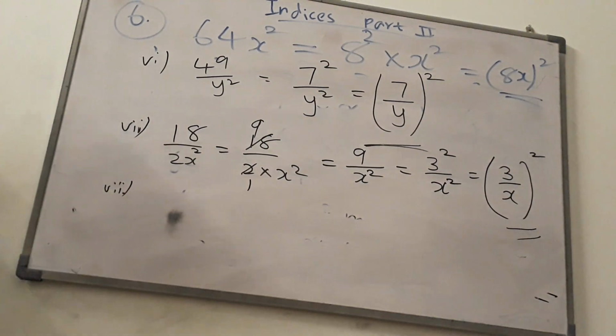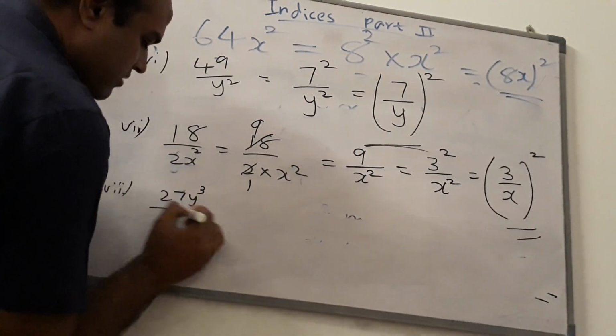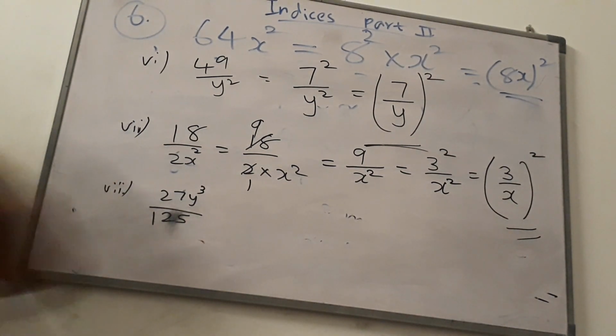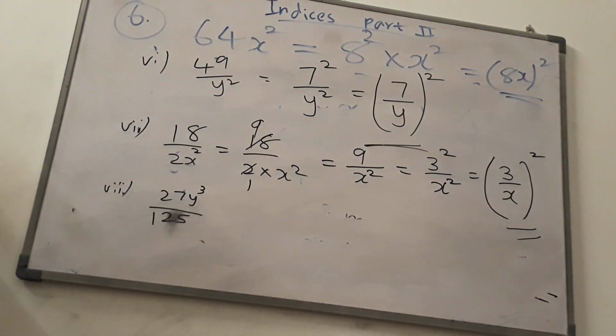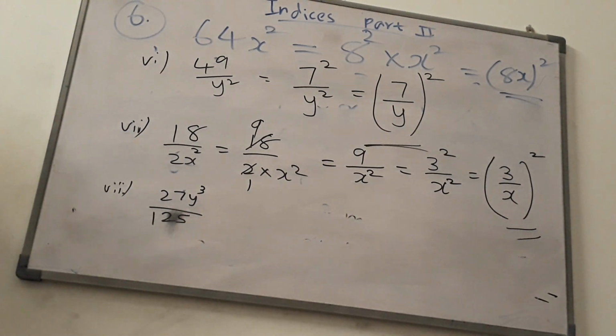Next question. 27y cube over 125. 27 and 125, there is no common factor. 125 means if we multiply 5 by itself 3 times, we get 125. If you multiply 3 by itself 3 times, it is 27.